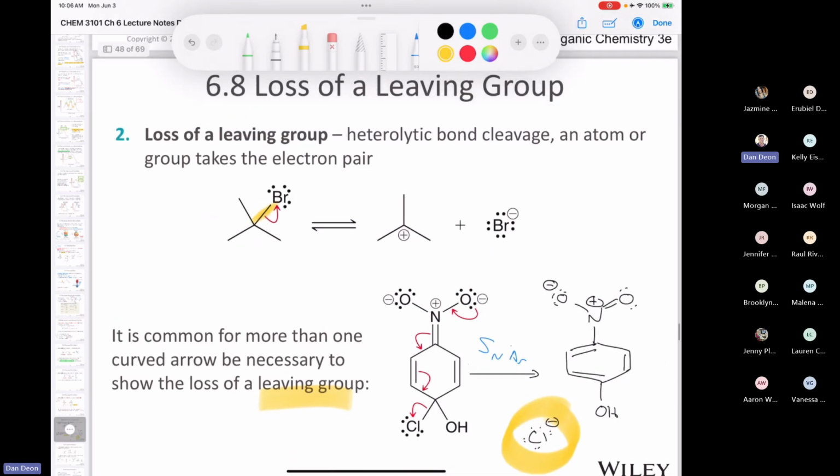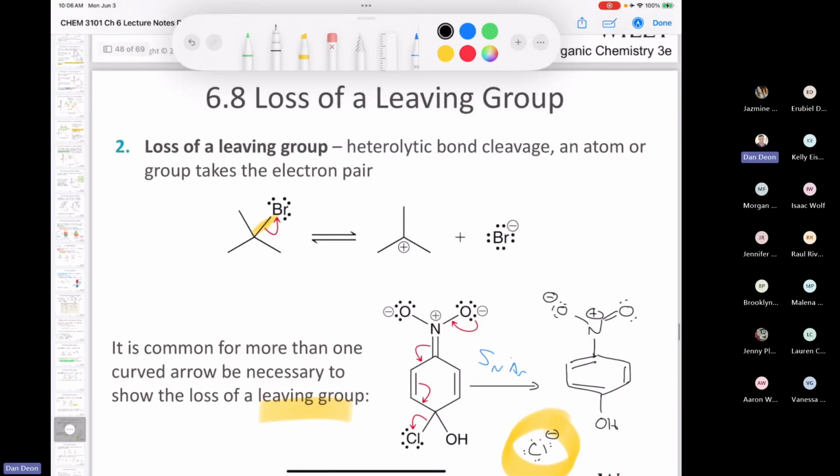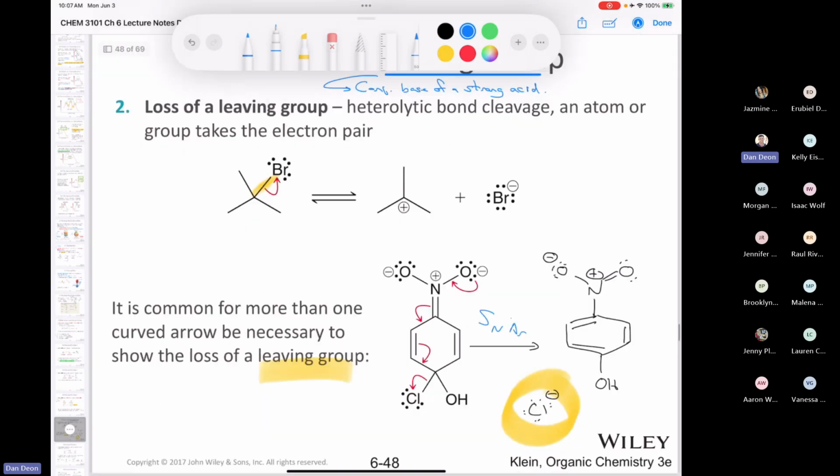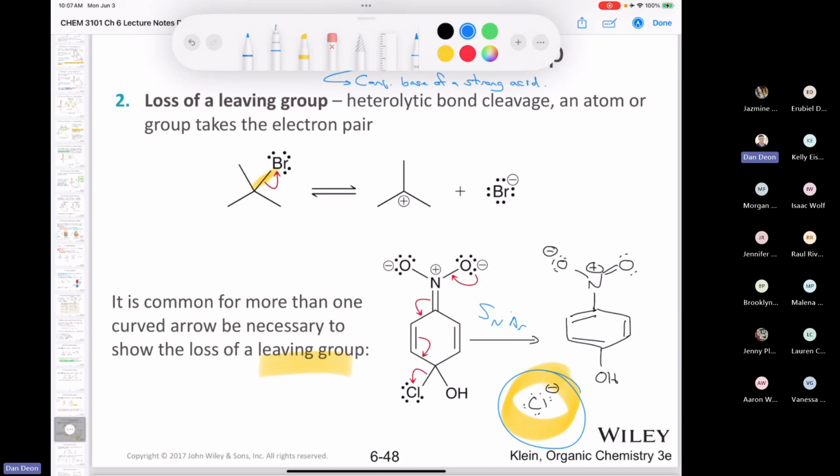If you don't remember what a good leaving group is, I'll help you here. I'll give you a definition that you can write down. A good leaving group is the conjugate base of a strong acid. There you go. That's the definition of a leaving group. You could call it a weak base or the conjugate base of a strong acid. Either one is totally fine. So think about chloride. Chloride is the conjugate base of hydrochloric acid. That's a very strong acid. So that means that chloride is a good leaving group.